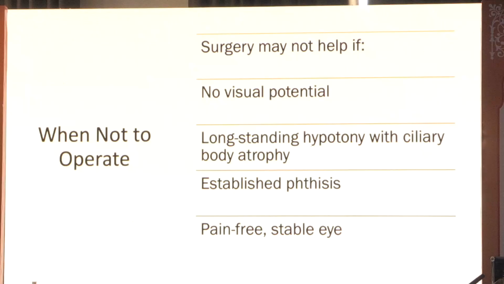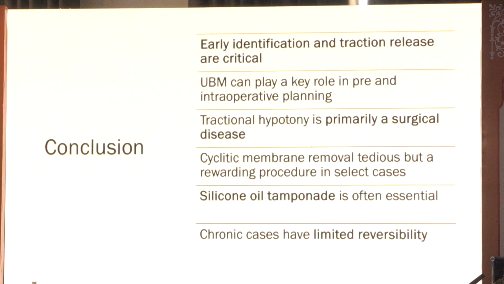So when not to operate: surgery may not help if there is no visual potential, long-standing hypotony with ciliary body atrophy, already phthisis is setting in, and if the patient is having a pain-free, stable eye.